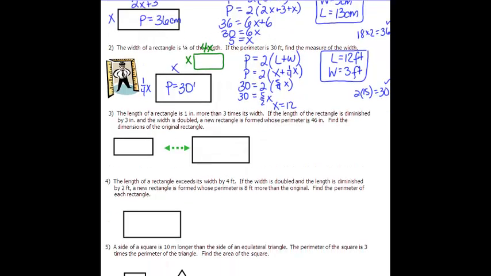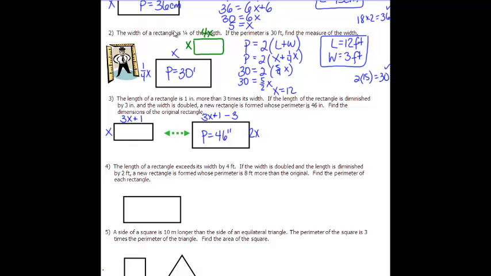Now we're going to work on the multiple let statements. With most of these, we're going to have an original rectangle and a new rectangle. Number 3 says the length of a rectangle is 1 inch more than 3 times the width. I'm going to let my width be x, and my length is 3 times x plus 1. If the length of the rectangle is diminished by 3, so I'm taking the 3x plus 1 and diminishing it by 3, and the width is doubled, so my new width is going to be 2x. A new rectangle is formed whose perimeter is 46 inches. Find the dimensions of the original.